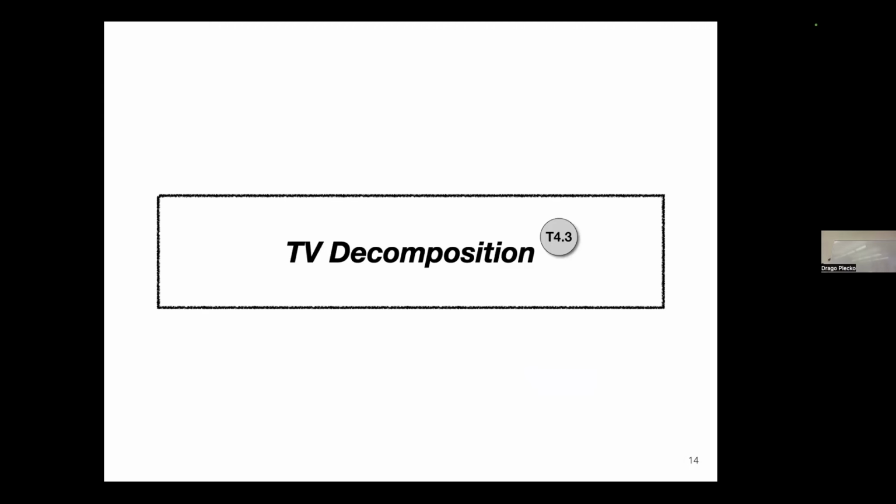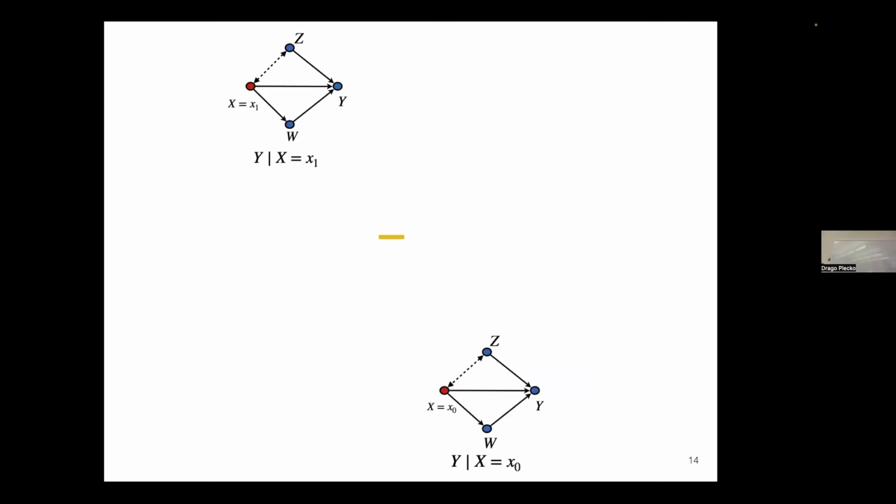I have some pointers to the big paper, to some of the formal theorems. This one is theorem 4.3, which is a TV decomposition. So what we can do is look at the TV measure, given here as a graphical contrast. We begin with this. In the top left, we have x equal to x1 along all of the pathways. In the bottom right, we have x equal to x0 along all of the pathways. So this is just the marginal difference between groups. When we take the difference of these two things, we get the TV measure, which is what we started from.